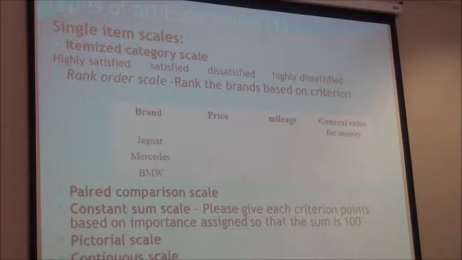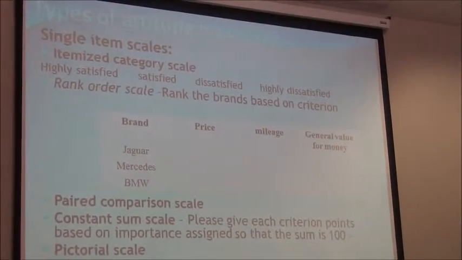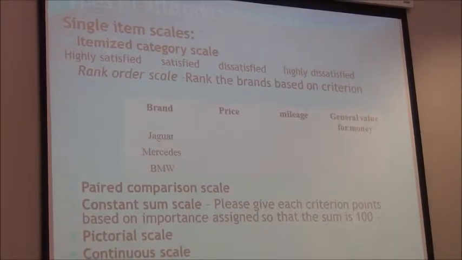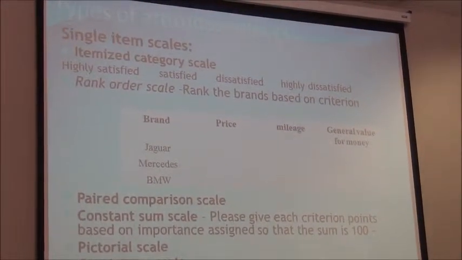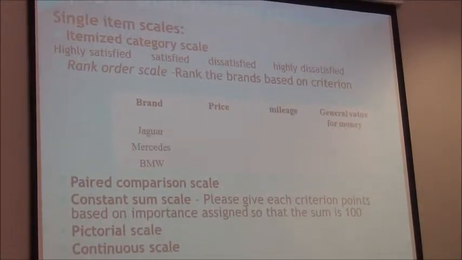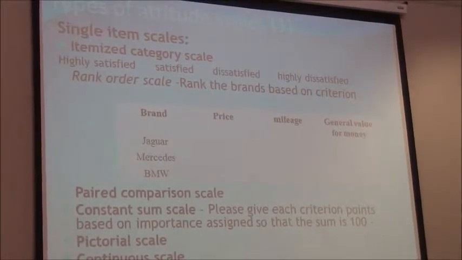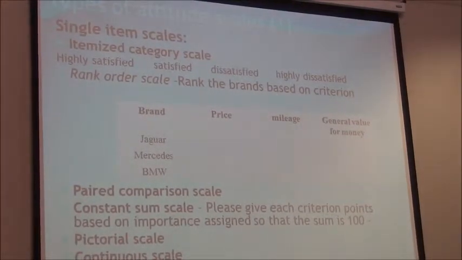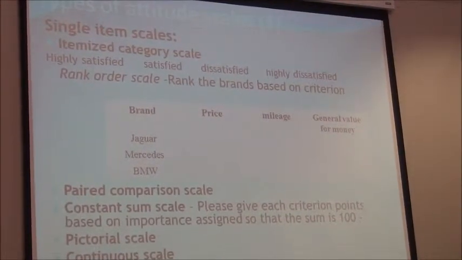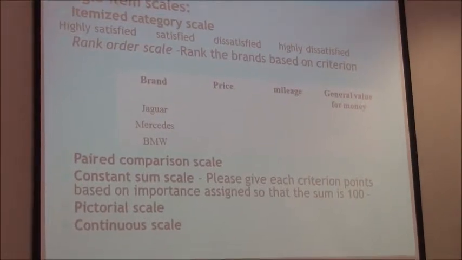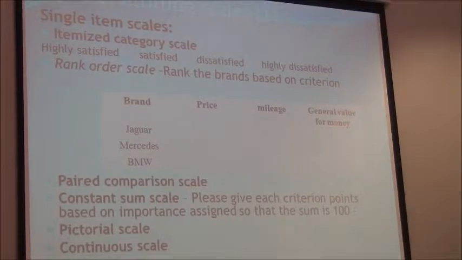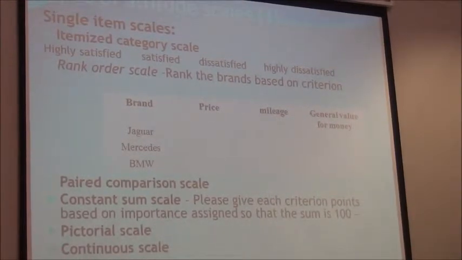And all you've got to do is say, Jaguar is not the best on price, so maybe I give it a 3. It's definitely good on mileage, and on general value for money. So I could give it 1s, and I'll give a BMW a 3, and I'll give a Mercedes a 2, whatever. So I have 1, 2, and 3, and I allocate that as a rank order, depending on how I feel about every one of those. I think it's a very nice tool to use to get a lot of information right at the outset about a lot of things. The second one is paired comparison scale.